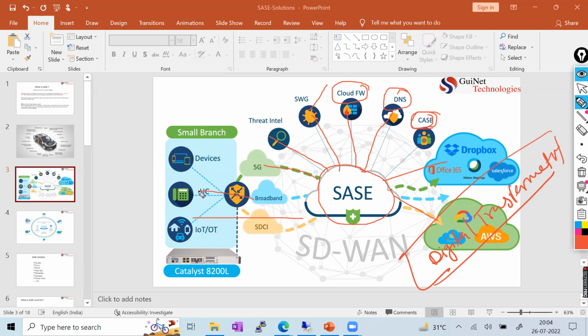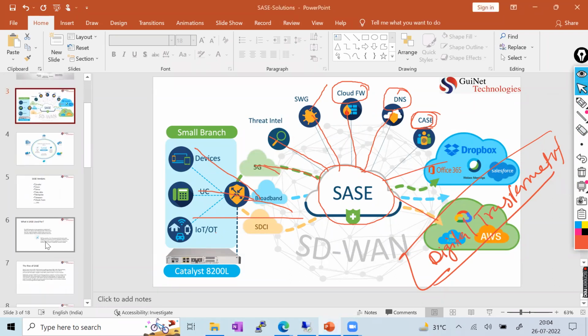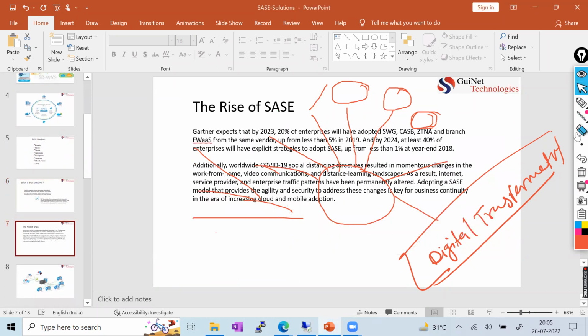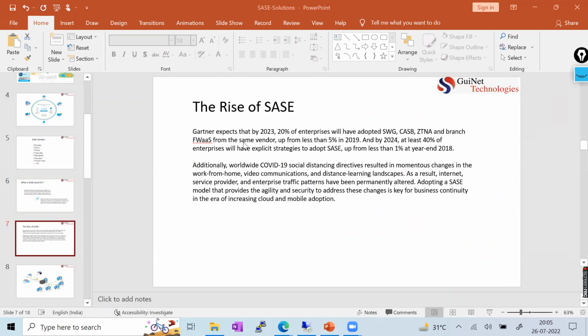Then we have different connectivity: IoT devices, collaboration devices, and network devices via different transports, such as broadband, 5G, MPLS, internet, whatever we have. If I talk about digital transformation, Gartner expects that by 2023, 20% of enterprises will adopt secure web gateway, CASB, ZTNA, and branch firewall as a service from the same vendor, up from less than 5% in 2019.